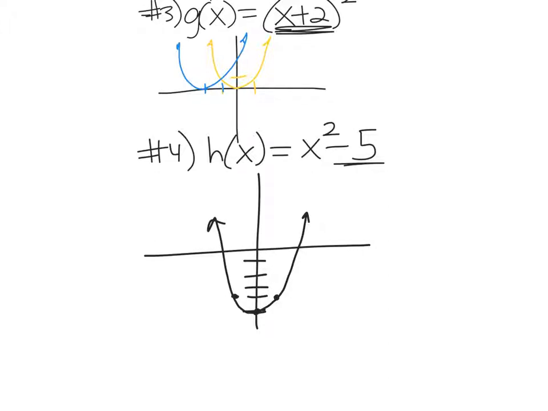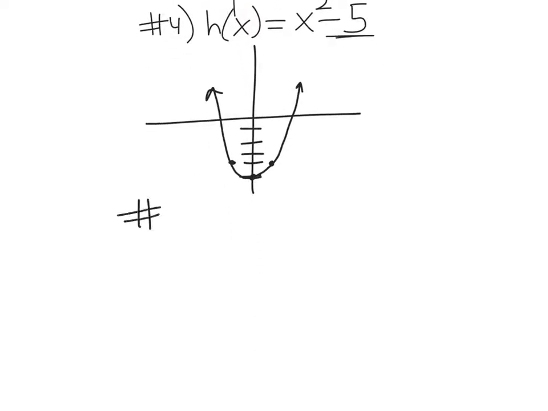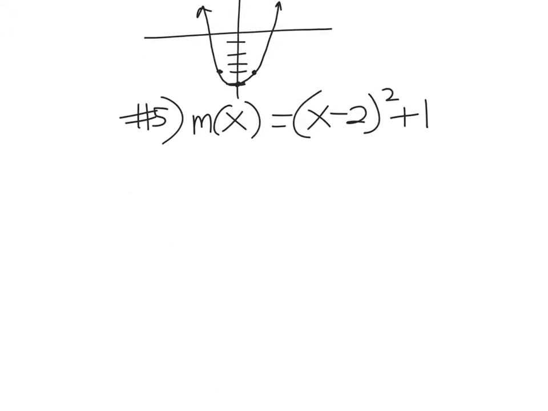Okay? Now, you get to try one. And I'm going to give you one that has both in it. We'll call it m of x. Don't be scared. M of x equals (x minus 2) squared plus 1. You do this one. Do it all by yourself. Let's see.